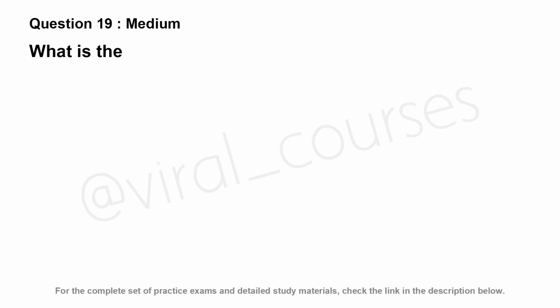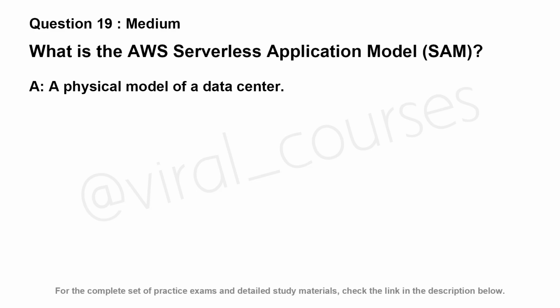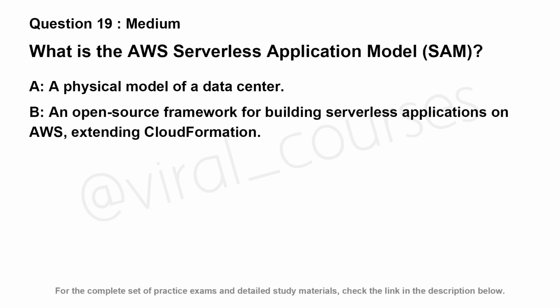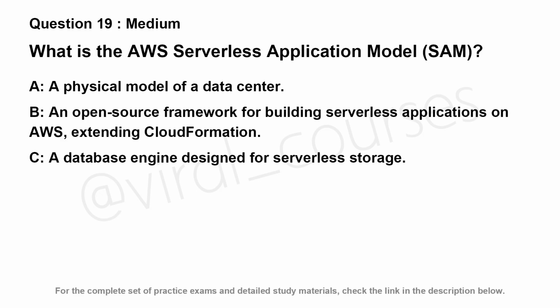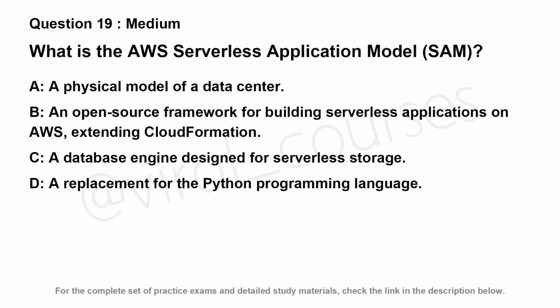What is the AWS Serverless Application Model, SAM? Option A, a physical model of a data center. Option B, an open-source framework for building serverless applications on AWS, extending CloudFormation. Option C, a database engine designed for serverless storage. Option D, a replacement for the Python programming language.